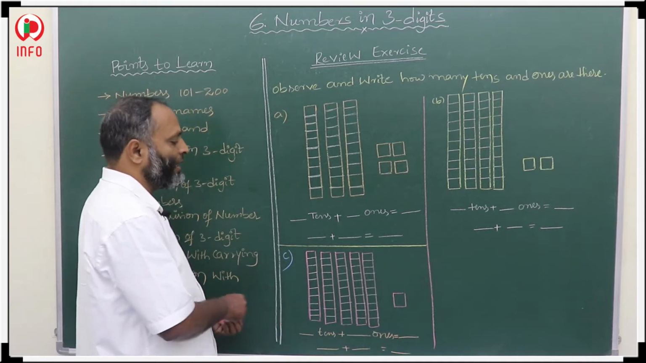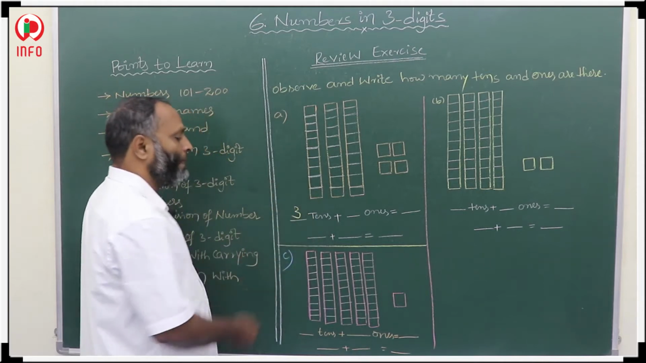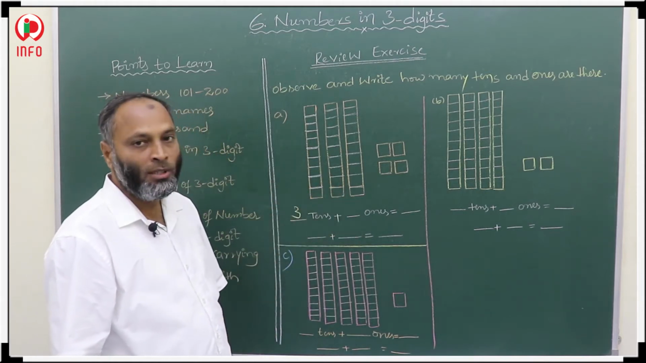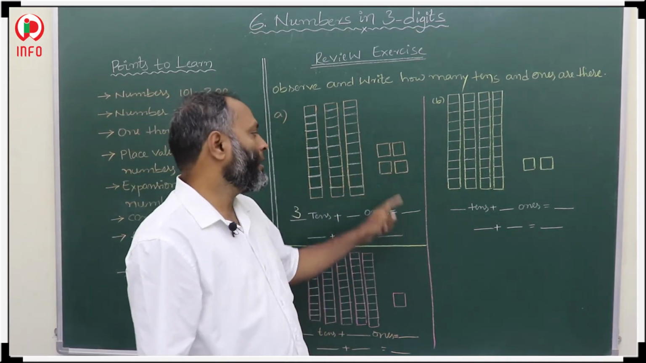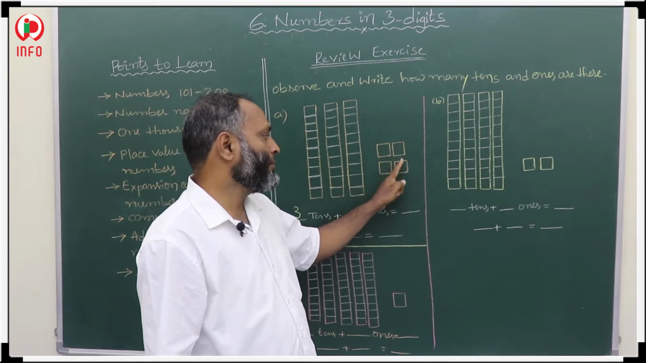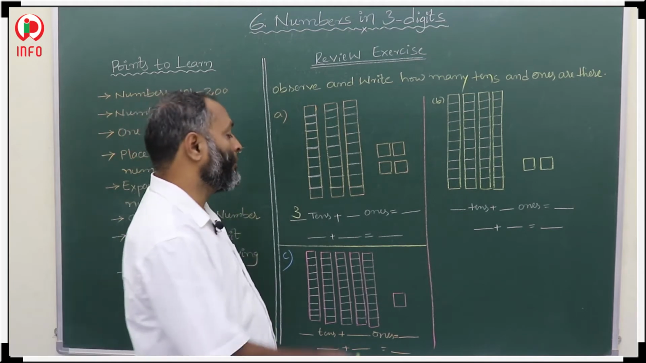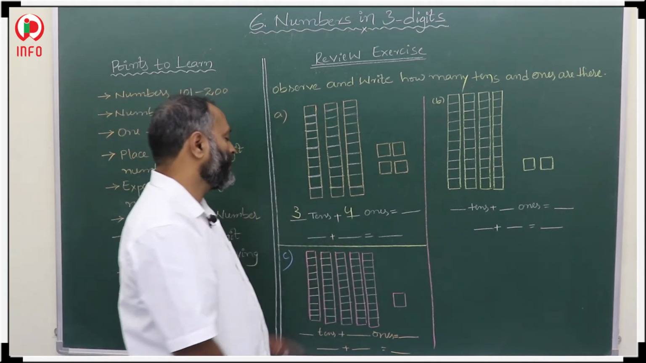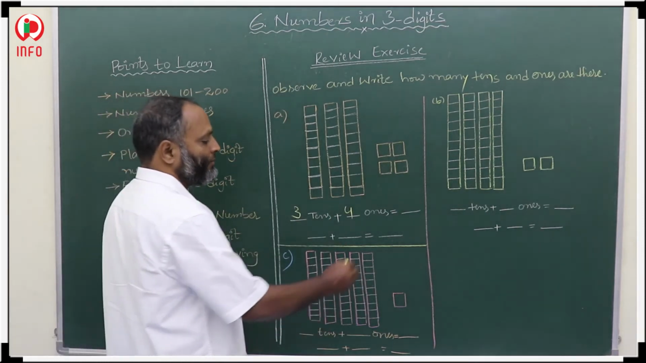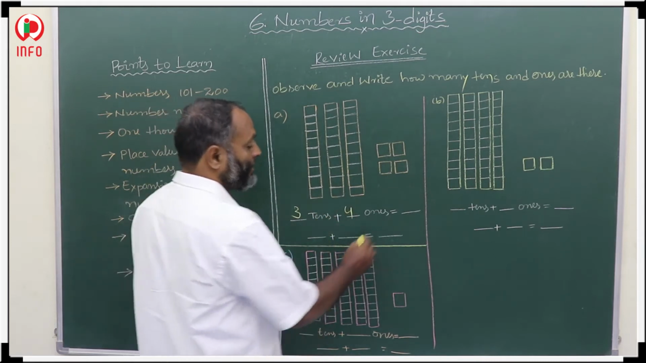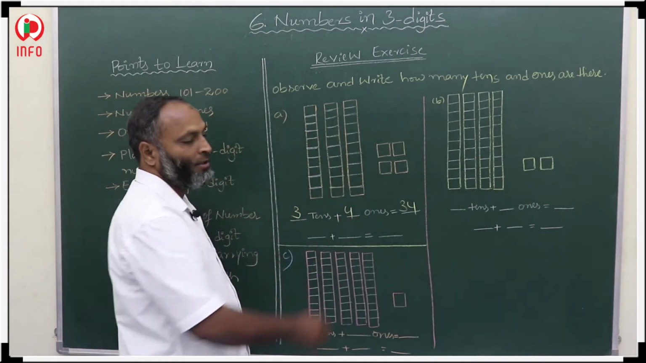What is he asking? Dash tens means 3 tens. 3 tens we have. Then how many ones? Individual cubes we have to count. How many individual cubes are there? 1, 2, 3, 4. 4 individual cubes are there. That comes under ones: 4 ones. 3 tens, 4 ones. That is 34.